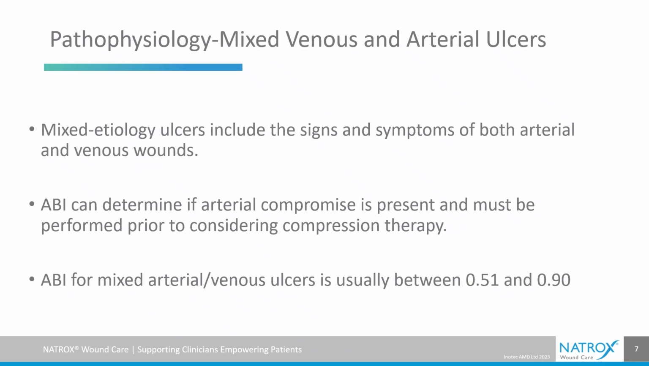Mixed etiology ulcers, those having arterial and venous components, include signs and symptoms of both of these diseases. ABIs can determine if arterial compromise is present, and these tests must be performed prior to considering any and all compression therapy. An ankle brachial index for mixed arterial venous ulcers is usually between 0.51 and 0.90.